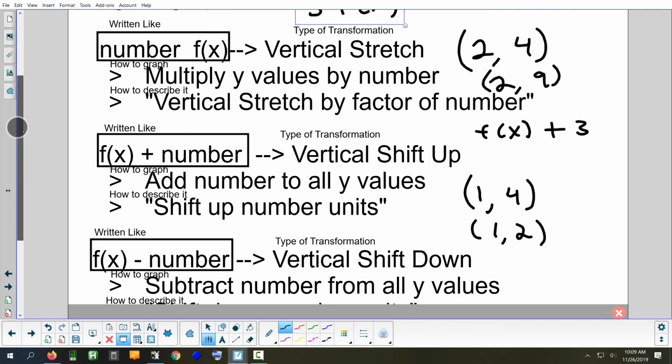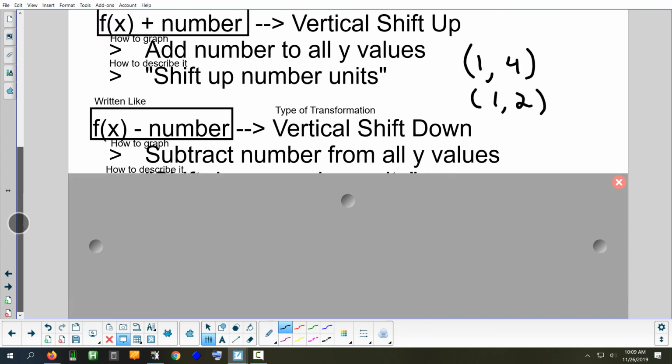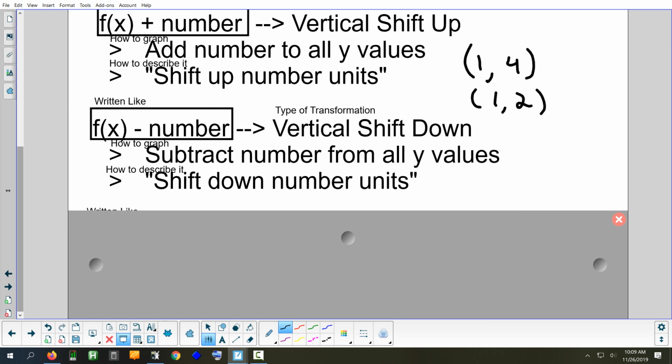That was going to be the next one we do. But what I'm doing is all the verticals together. Vertical, vertical, vertical. And then I'm going to do all the horizontals. And how do you describe when you shift something down? You just say shift down number of units. Shift down 2 units. Shift down 5 units. Okay, so again, I know this is a little bit repetitive, but it's a different way. Maybe it'll click with some people better.